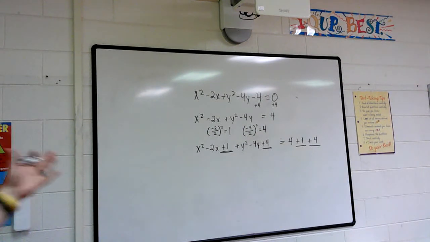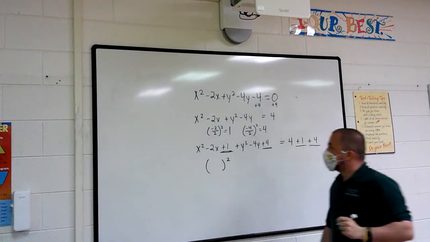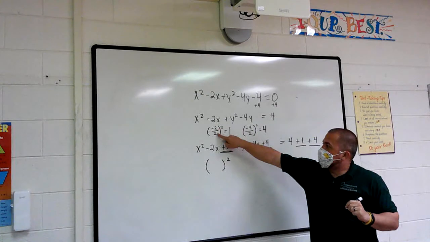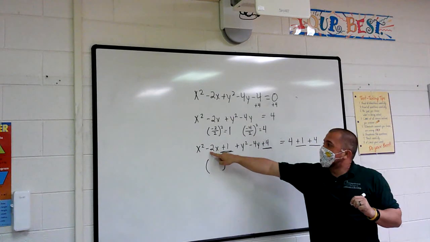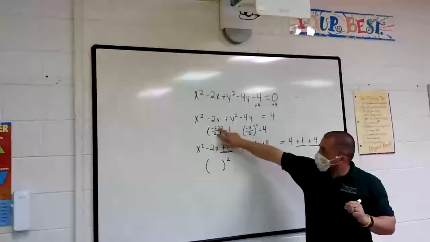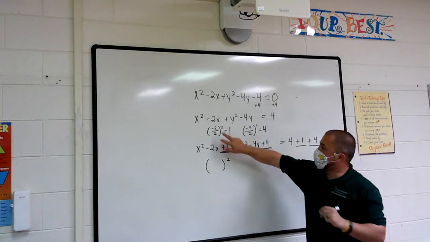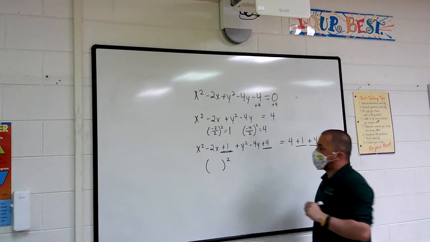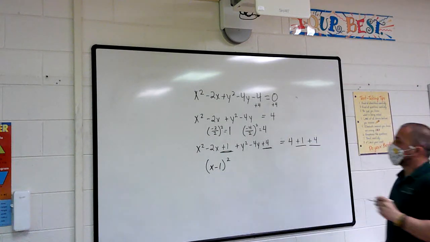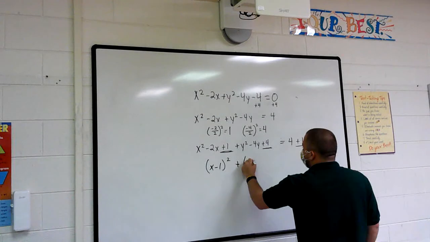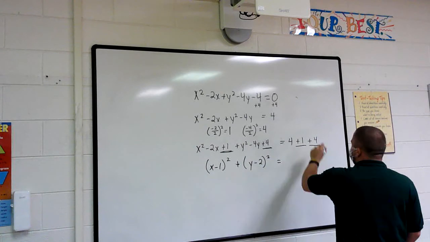Now, x squared minus 2x plus 1. What would go in parentheses? Yep, negative 2 over 2, which is negative 1. One way you can think about it is half of this goes in parentheses. But it's usually easier to just say whatever is in parentheses here is what stays in parentheses. So negative 2 over 2 is negative 1. So that's x minus 1 squared. Negative 4 over 2 is negative 2. So that's y minus 2 squared equals 4 plus 1 plus 4 is 9.